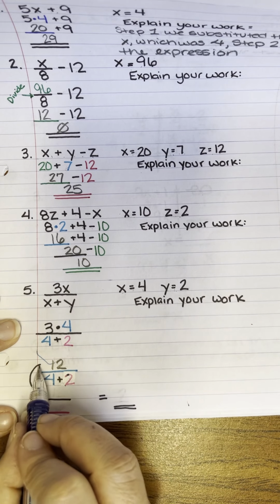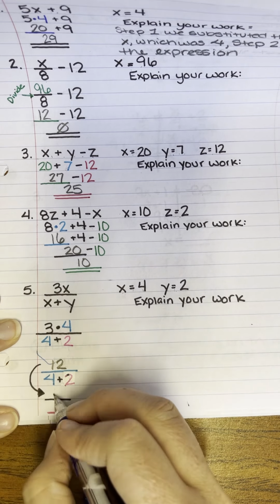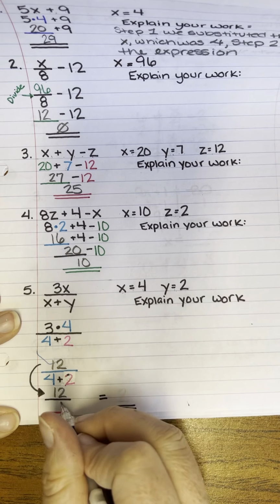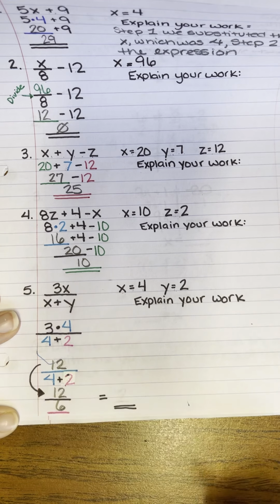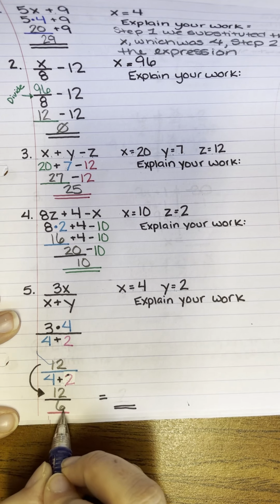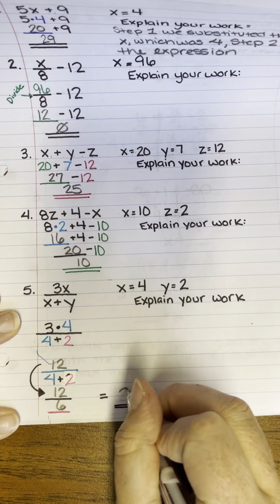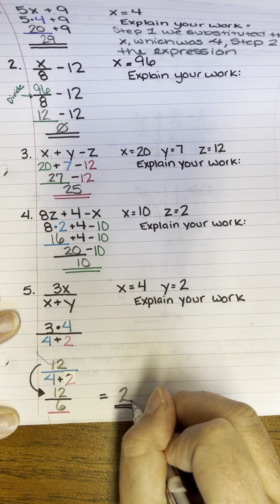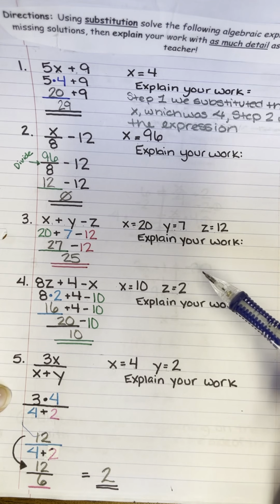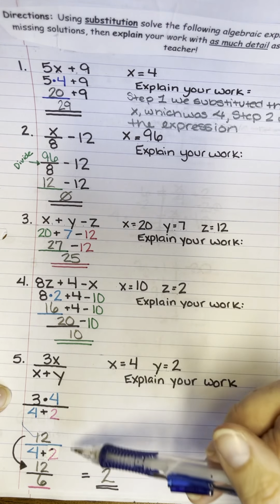All right, now I put this arrow here because we're just going to take 12 and we're going to drop it down to the next step. And then I'm going to do 4 plus 2, which is 6. Now my last step will be 12 over 6, which means 12 divided by 6, which is equal to 2. All right, guys, I hope those notes help. Make sure you go in and explain the steps that you took to solve each expression.